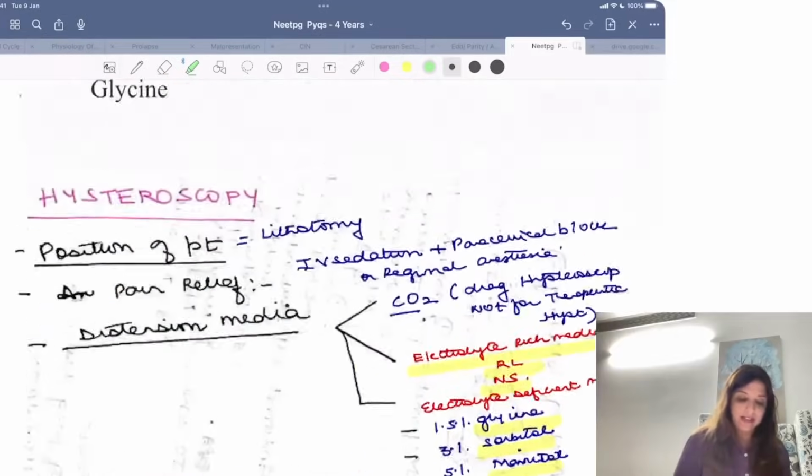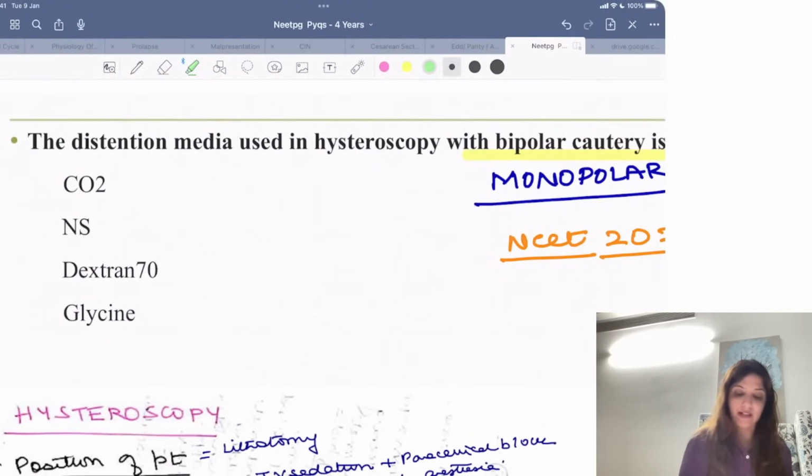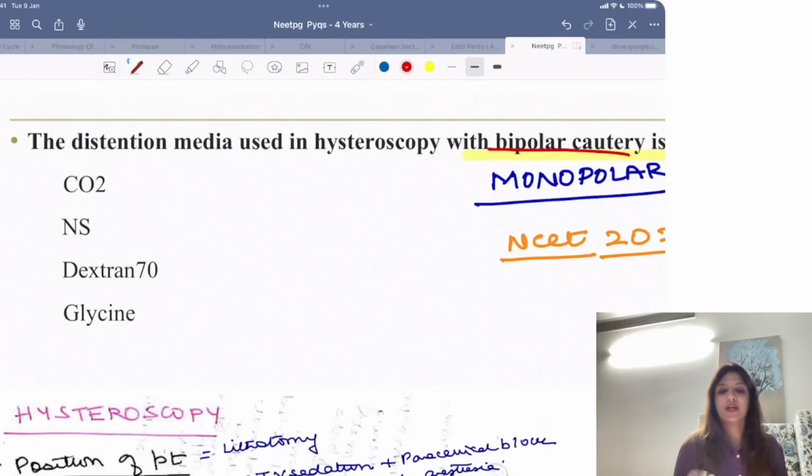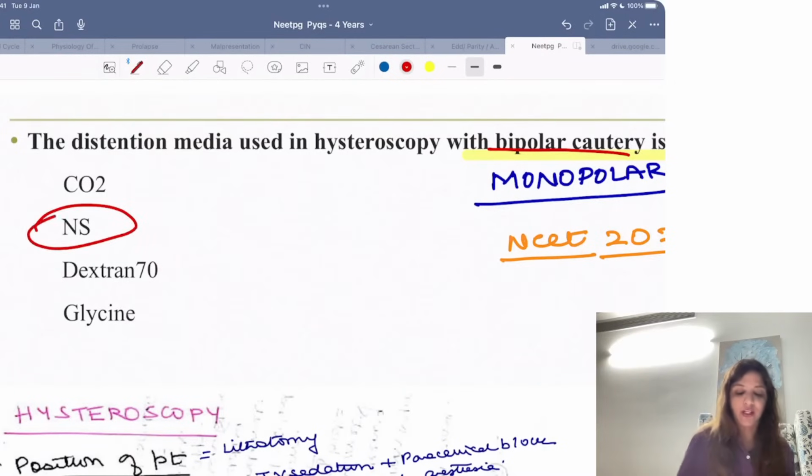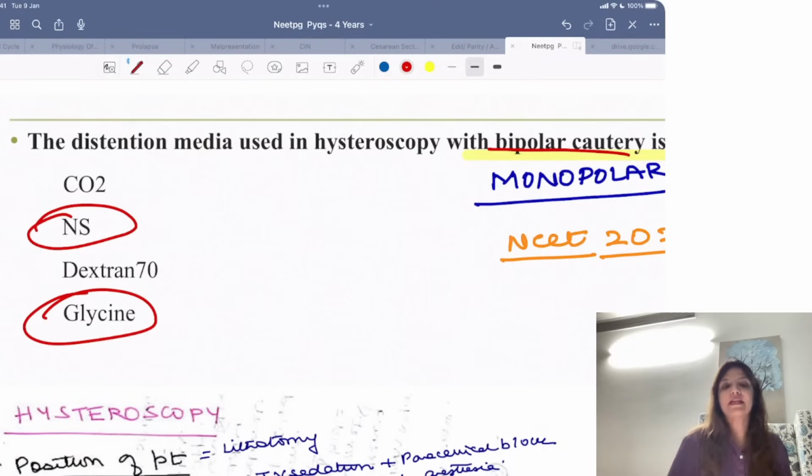Right? So in this case, when they have asked with bipolar cautery, I am going to choose electrolyte rich media. I am going to choose normal saline. If the question would have been monopolar cautery, then I would have chosen the answer as glycine. Right?